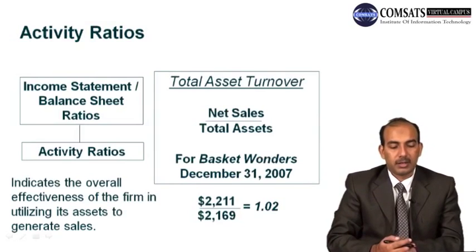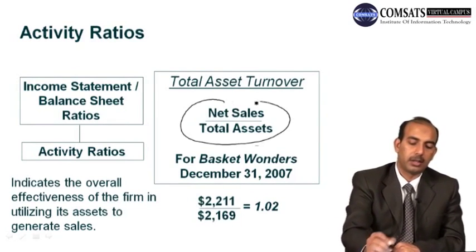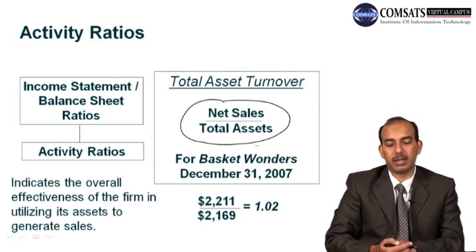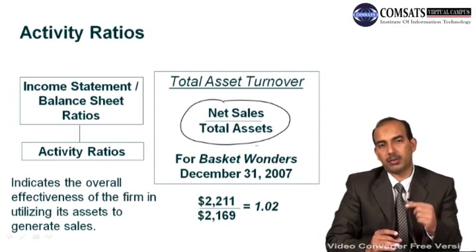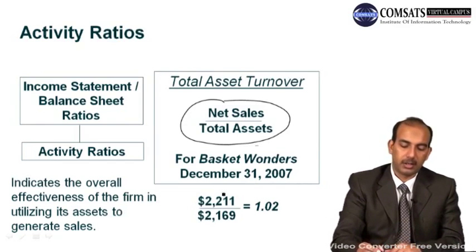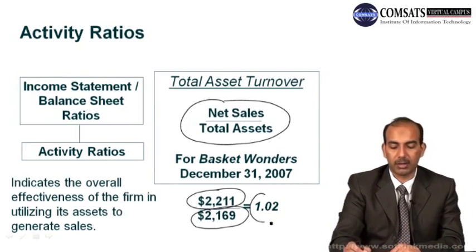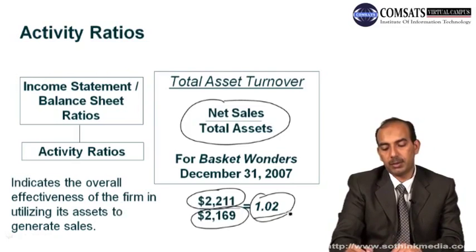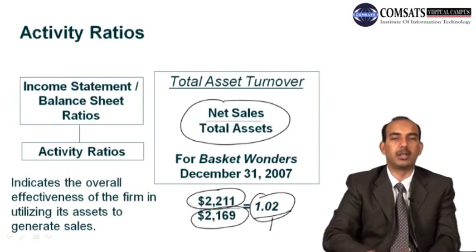And then the next activity ratio, it is about total asset turnover ratio. So total asset turnover we can get using this formula of net sales divided by total assets. So it means ke assets ka har unit contribute kitna kar raha hai towards the net sales. You can see here total net sales divided by total assets, and we have a figure of 1.02. It means every unit of assets, that is a single unit of asset, is contributing 1.02 towards the net sales.